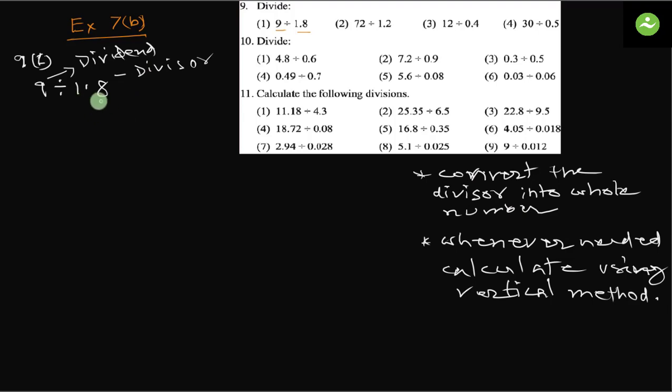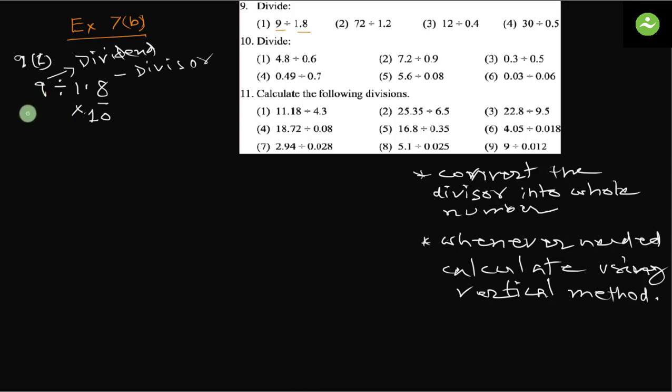Yes, this is a decimal fraction. We convert it into a whole number. There is one digit after the decimal point, so we have to multiply it by 10. When we multiply the divisor, we must multiply the dividend also. Otherwise, the value of the quantity will change. So that the value doesn't change, we must multiply both by the same number.